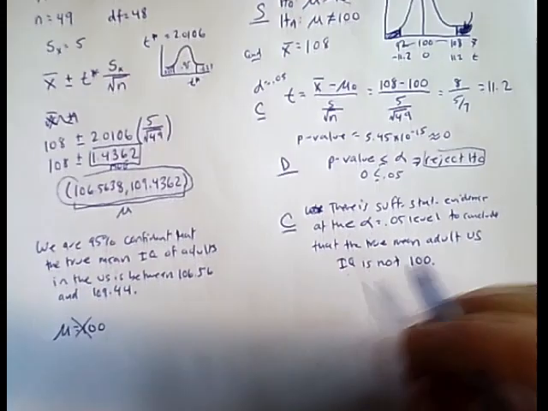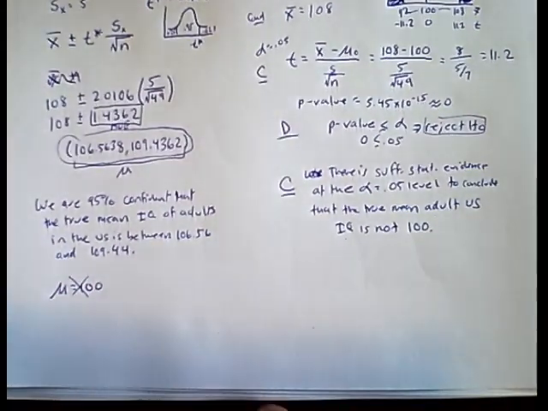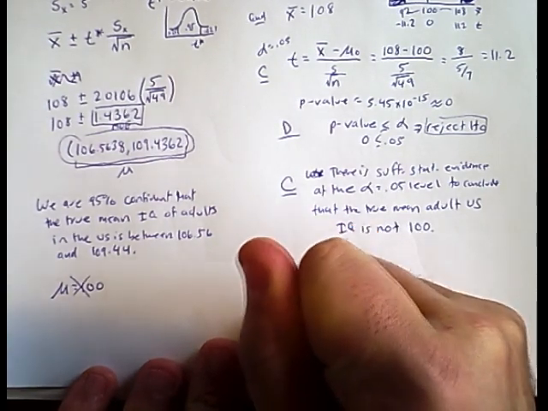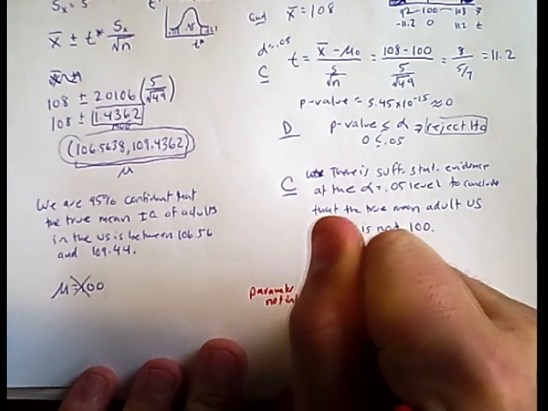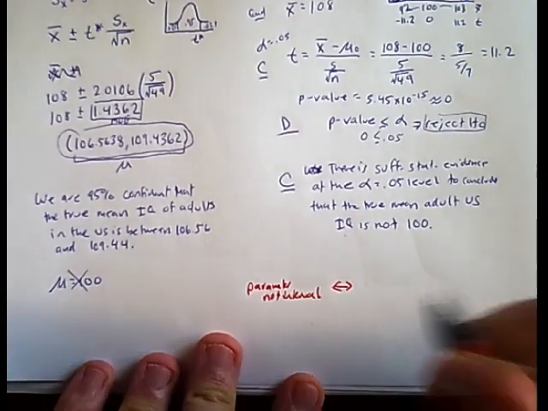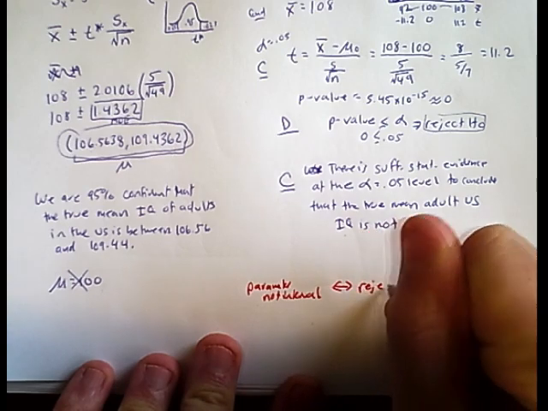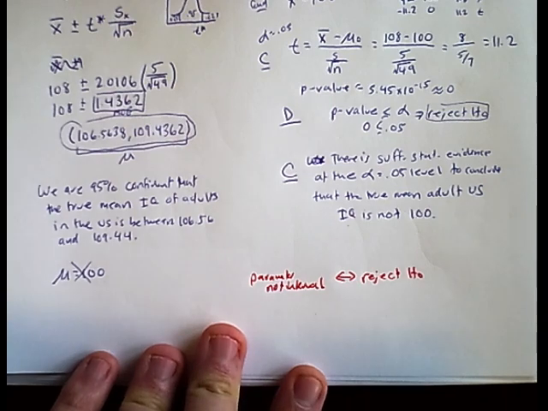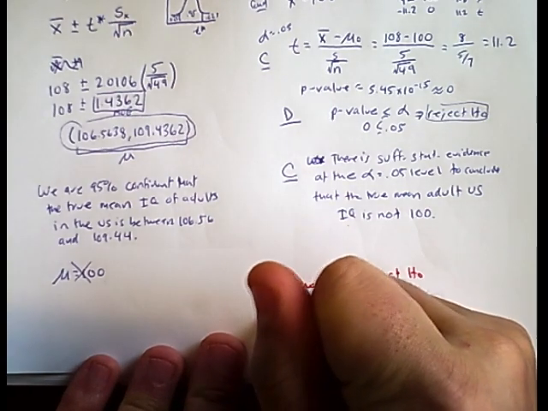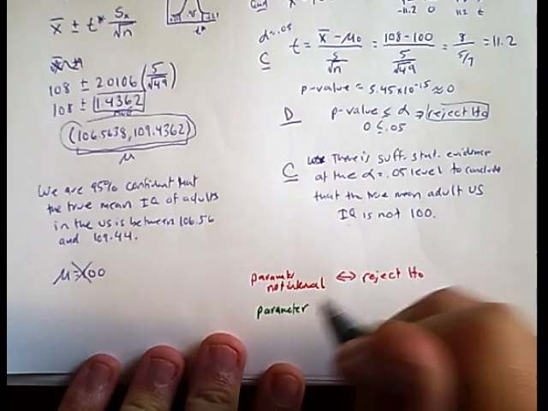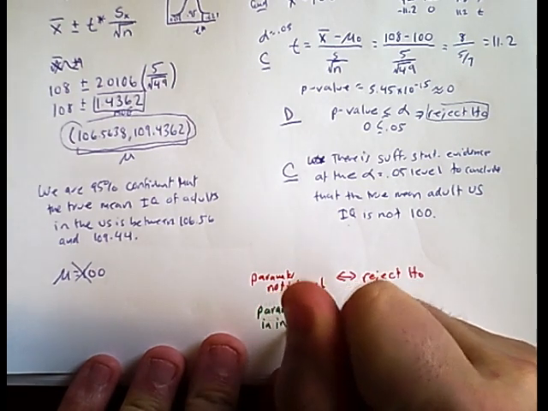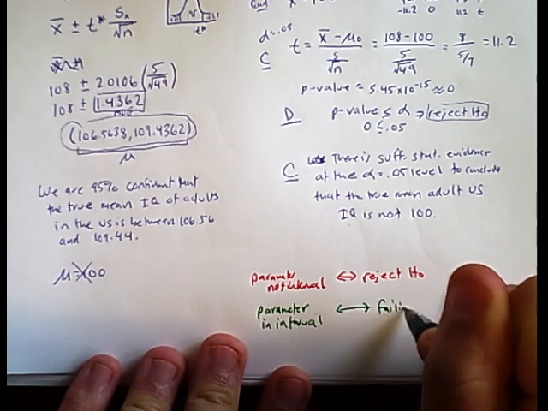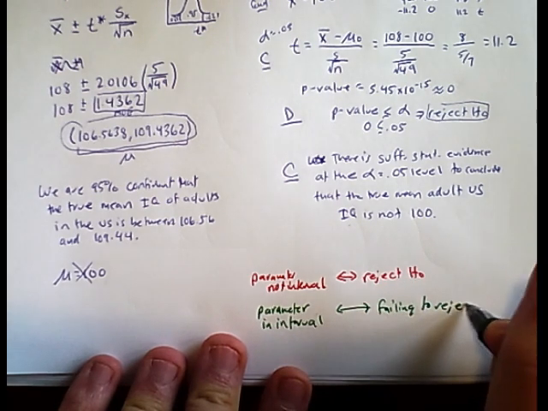Okay. So just to summarize it one more time. If the parameter is not in the interval, that's akin to rejecting the null. If the parameter that someone tells us is inside the interval, that's like failing to reject H naught.